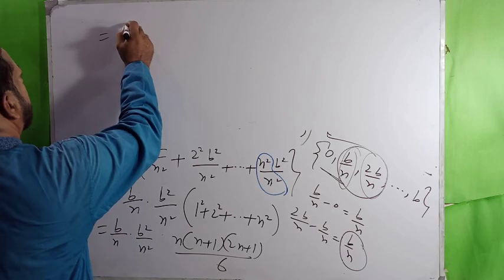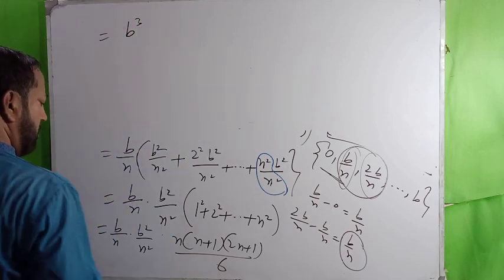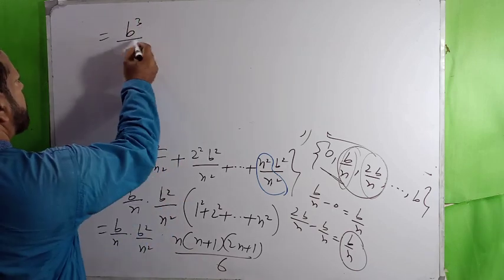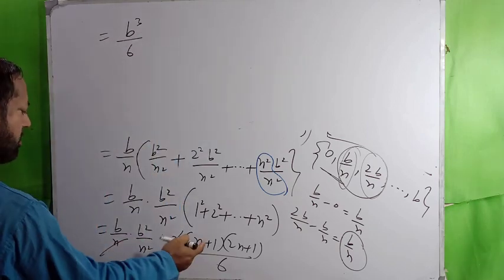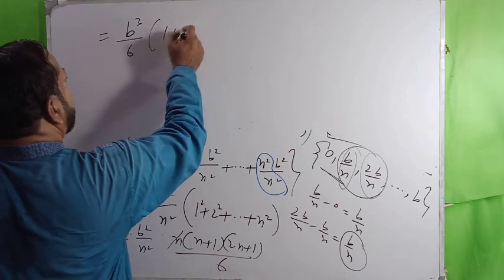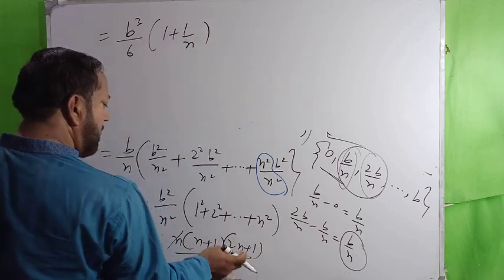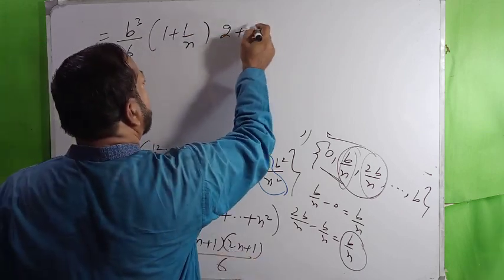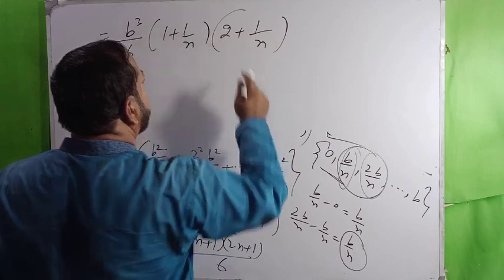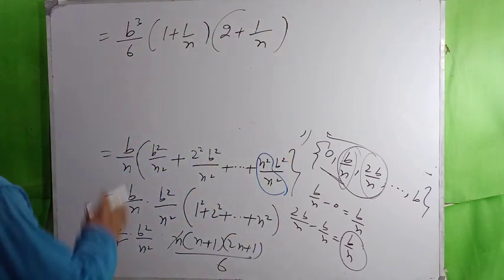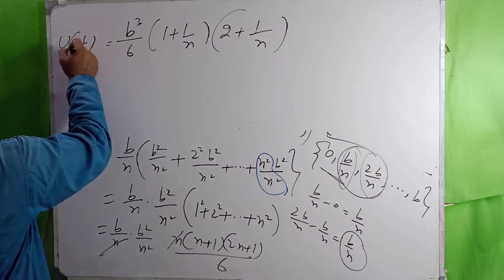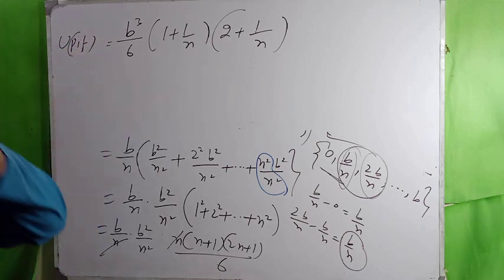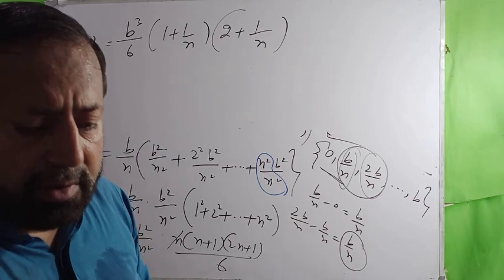This is equal to b cube by 6, and I can write these are cancelled. This can be written as 1 plus 1 over n, and this can be written as 2 plus 1 over n. What is this? This was U(P,f). Okay.